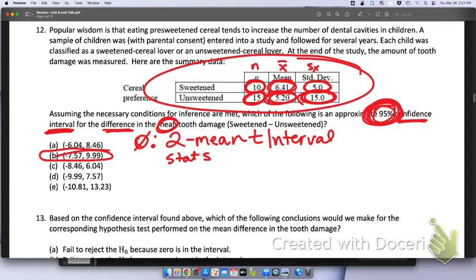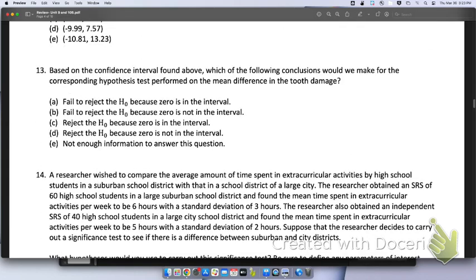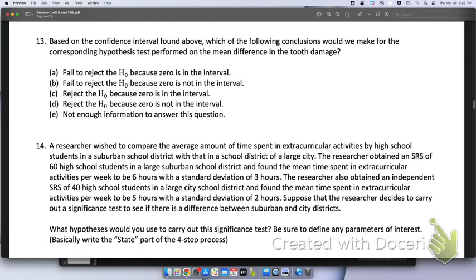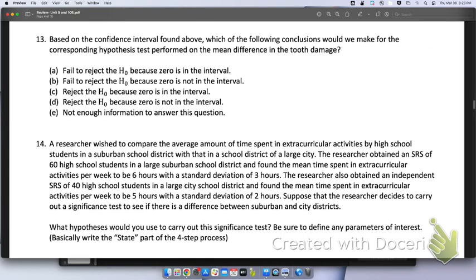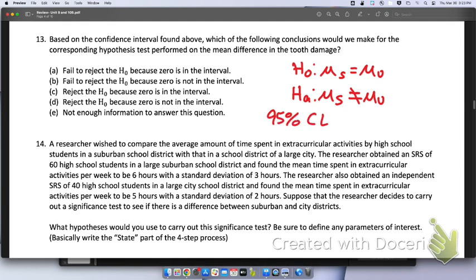Now, based on that confidence interval, which of the following conclusions would we make for the corresponding hypothesis test performed on the mean difference? So that would be that the mean for the sweetened equals the mean for the unsweetened. The alternative would be the mean for the sweetened does not equal the mean for the unsweetened. Now, because we used a 95% confidence level, that corresponds to an alpha value of 0.05.